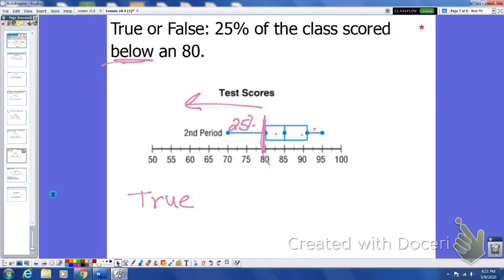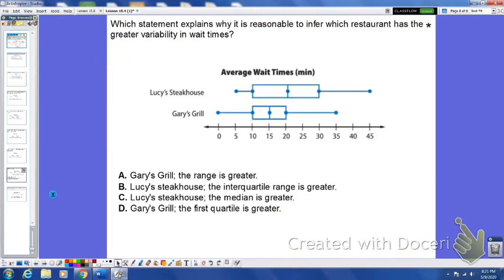If it had been above or between, most likely our answer would have been false, because we would have been going to the right. Okay, one more for you guys to try on your own. So which statement explains why it is reasonable to infer which restaurant has the greater variability in wait times?